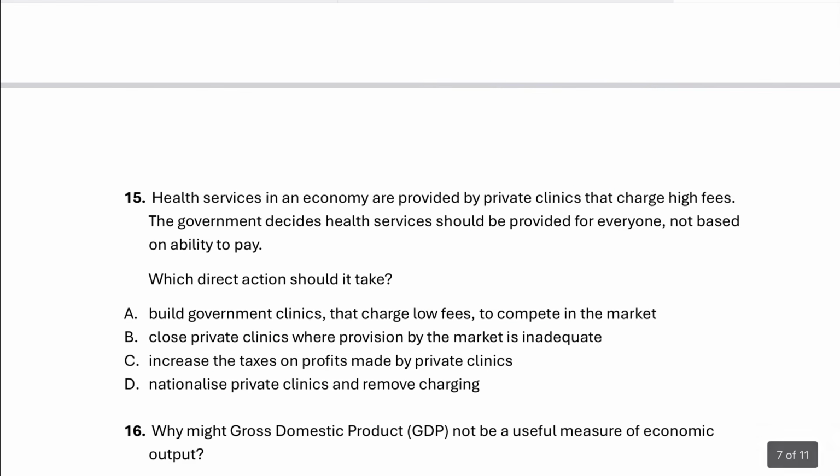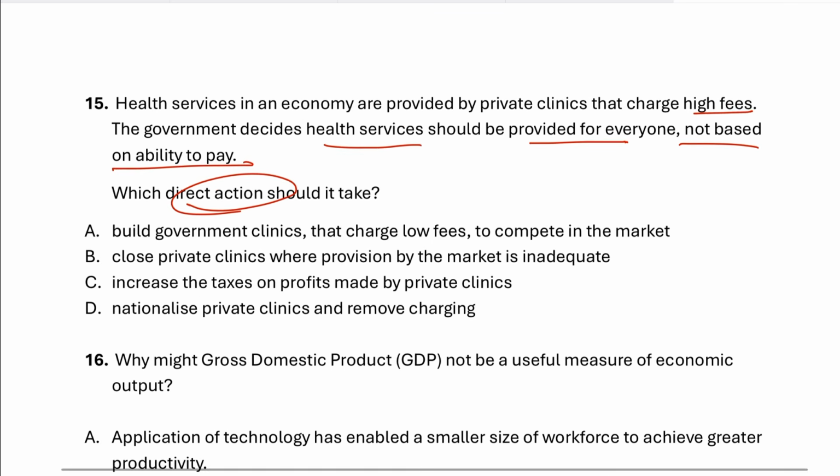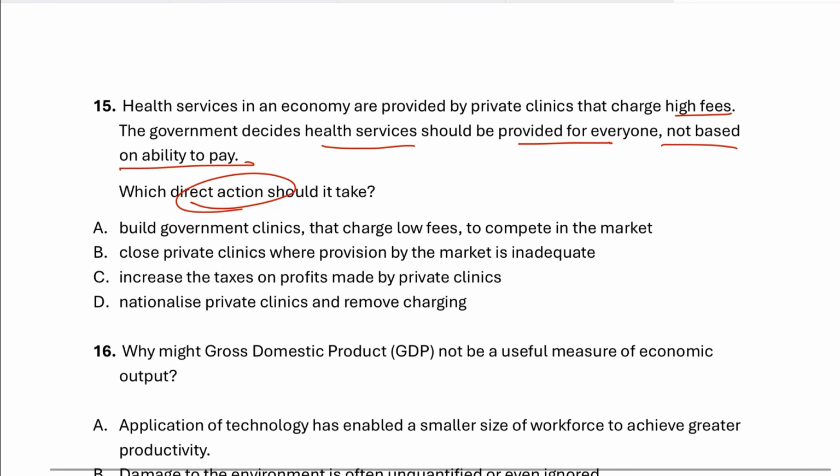So 14C. Question number 15 says health services in an economy are provided by private clinics that charge high fees. The government decides health services should be provided for everyone, not based on the ability to pay. So if the government wants healthcare to be provided for everyone, which direct action should it take? A, close private clinics where provision by the market is inadequate. Increase the tax on profits made by private clinics. Nationalize private clinics and remove charging. So the correct answer for question number 15 has to be D for David. Nationalize private clinics and remove the charging.